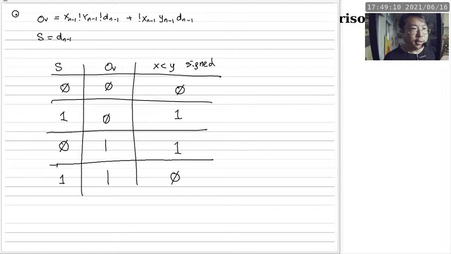So now we want to ask: is there a Boolean operator where we can combine the sign and the overflow flag so that we end up with this particular bit pattern? And Paul is right, there's exclusive OR. So if you use S exclusive OR, the plus inside the circle being exclusive OR, overflow, then we end up with exactly the right conclusion of whether the minuend is less than the subtrahend.